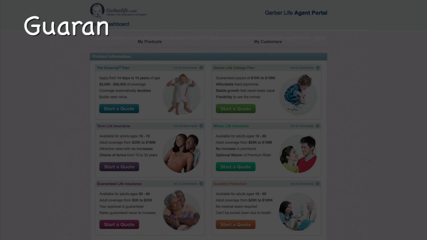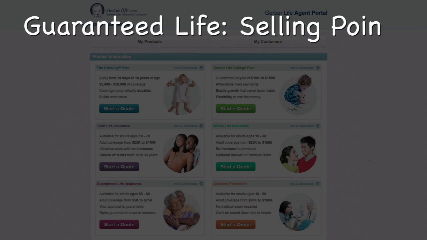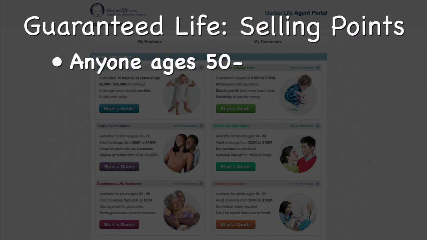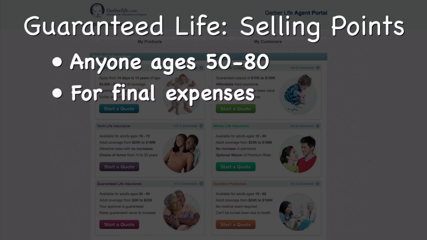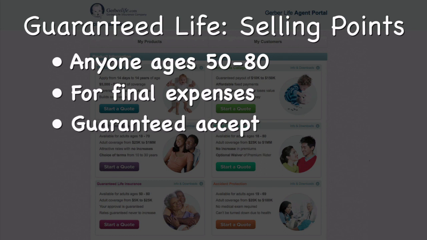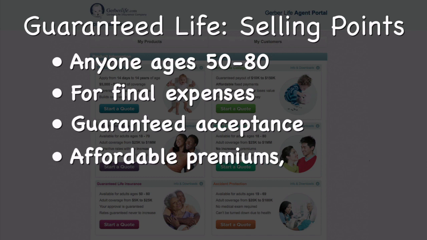Given what I've told you about the Guaranteed Life policy, who might you try to sell it to? I guess anyone between 50 and 80. Right. And? People who want to make sure their loved ones can pay for funeral expenses. Good. And? People who are looking for guaranteed acceptance, maybe their health isn't perfect. Right. And people who want affordable premiums. And what else? An easy application, I hope? That's right. That describes just about everyone. You said premiums never increase, right? No, never, as long as premiums are paid.